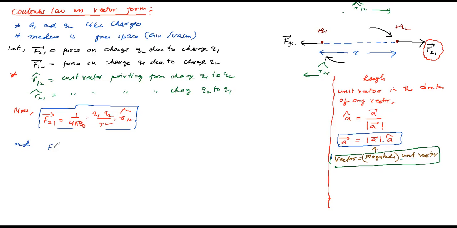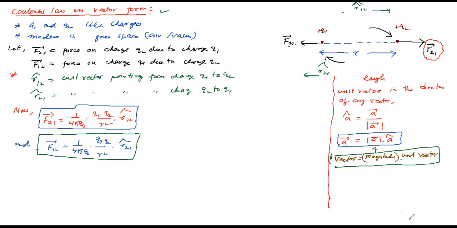In the same way, I'll also get F12, same value, 1 by 4 pi epsilon naught q1 q2 by r square. The direction will be from charge Q2 to Q1, and it is denoted by the unit vector r21, so I'll write r21. This gives me Coulomb's law in vector form. As you can see, these two expressions easily give us not only the magnitude of these two forces but also their direction. This is called Coulomb's law in vector form, and this is our Coulomb's law in scalar form.